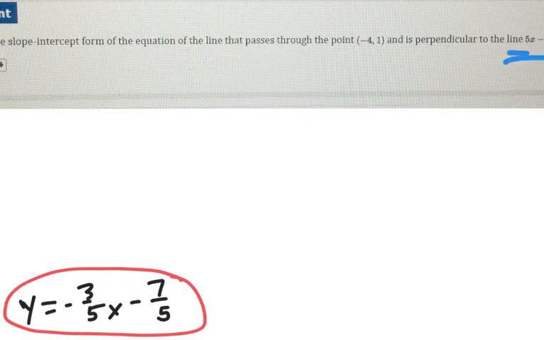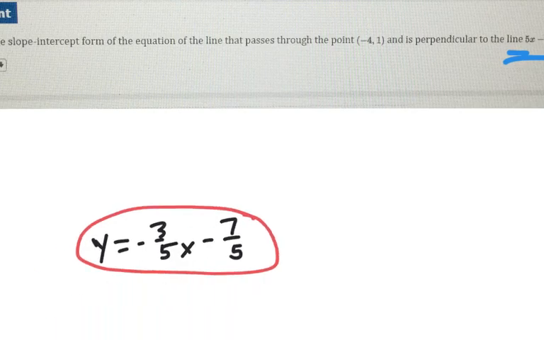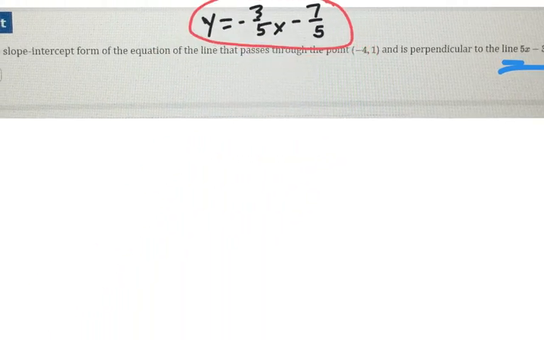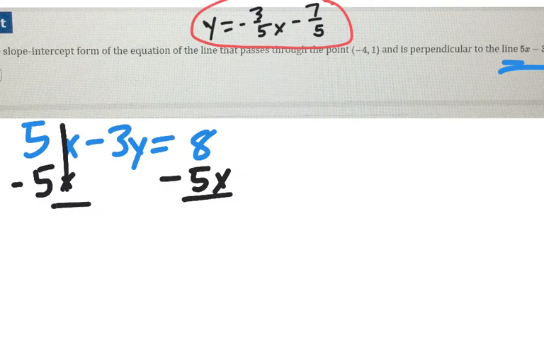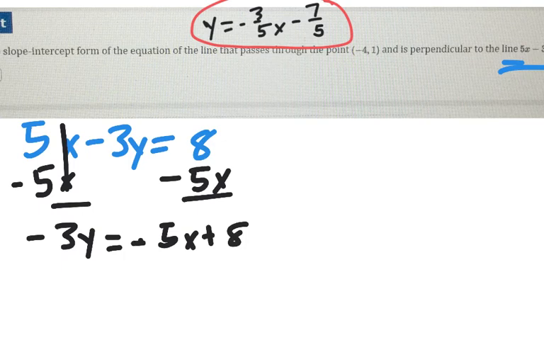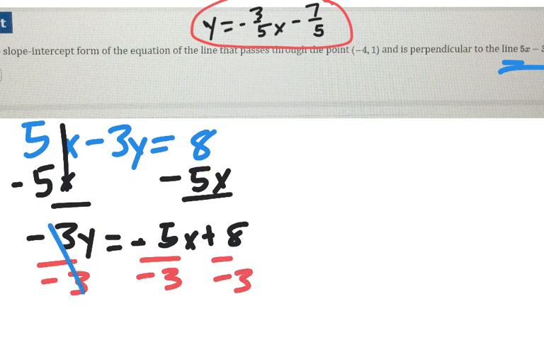Okay. So here is the equation of a line. And I know my line is perpendicular to that line. So I have 5x minus 3y equals 8. I need to get this in slope-intercept form. So I subtract 5x. That's going to tell me -3y equals -5x plus 8. And now y is being multiplied by -3, so I divide everything by -3. That's going to give me y equals positive 5/3 x minus 8/3.